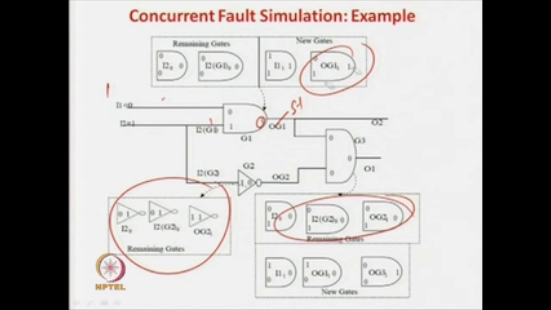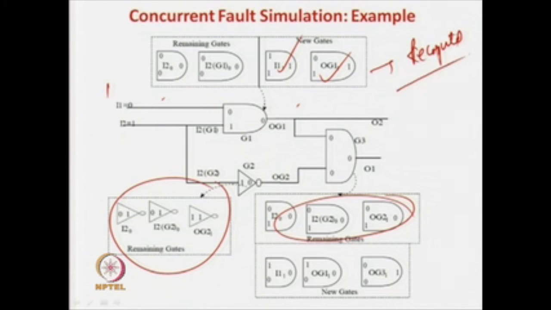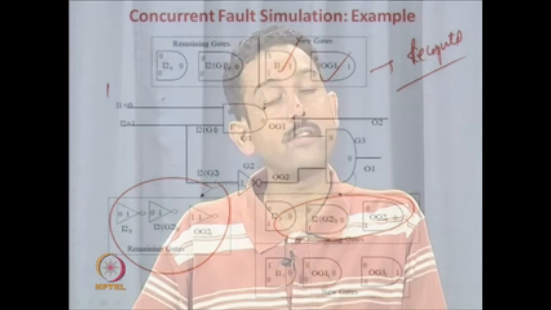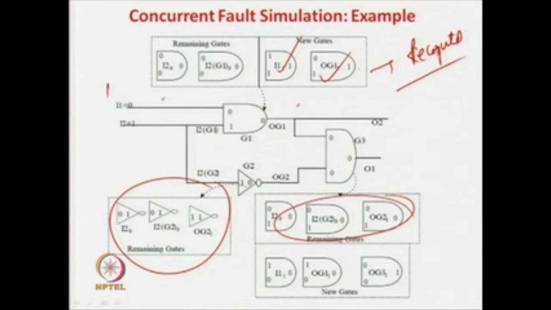So, 2 more gates have been added and obviously these 2 faults are detected here, and you have to see that these are all recomputed. Here, concurrent fault simulation and deductive fault simulation have no difference. You have to again recompute all these things, but where we have saved here, we have saved here and we have saved here. So, whatever is possible we are remembering.